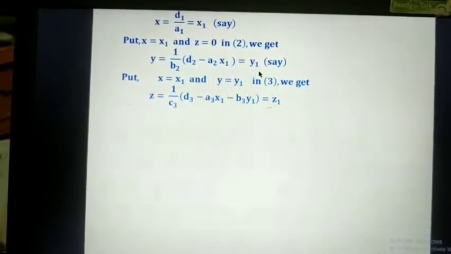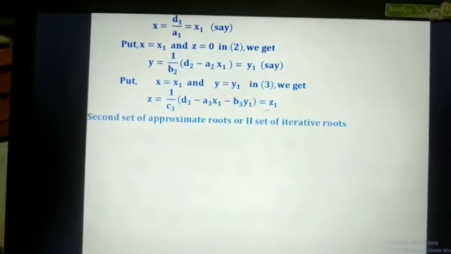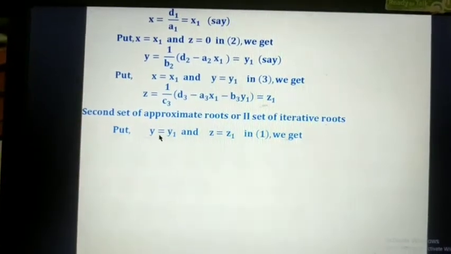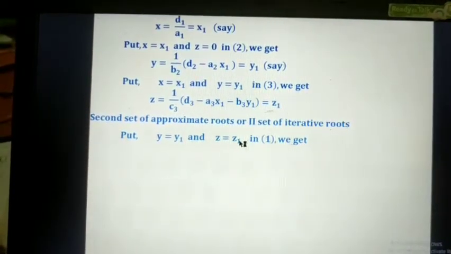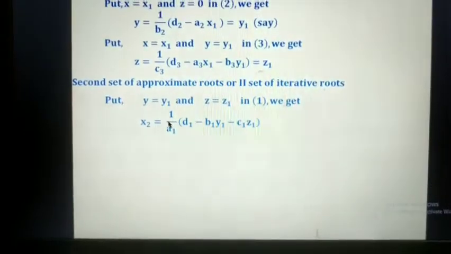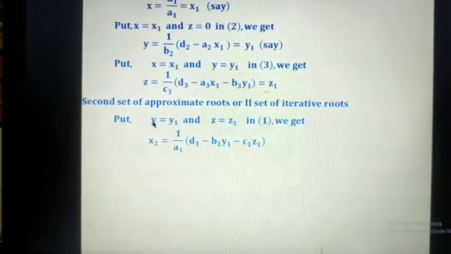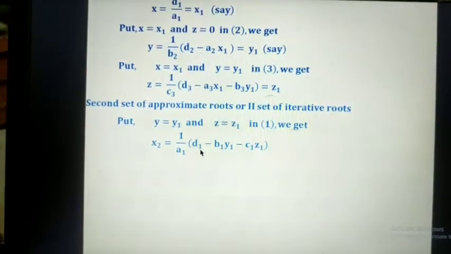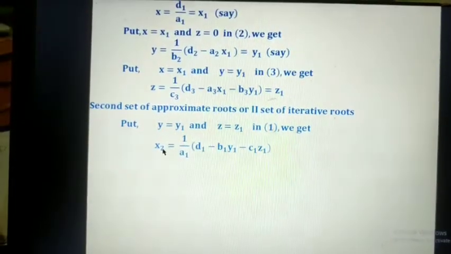Now x is x1, y is y1, z is z1. Repeating this process again, consider equations 1, 2, 3 for the second set of approximate roots, or second iterative roots. Put y equal to y1 and z equal to z1 in equation 1. What you get? x2 equal to 1 upon a1 into bracket d1 minus b1y1 minus c1z1. That x can be written as x2 here for the second iteration.